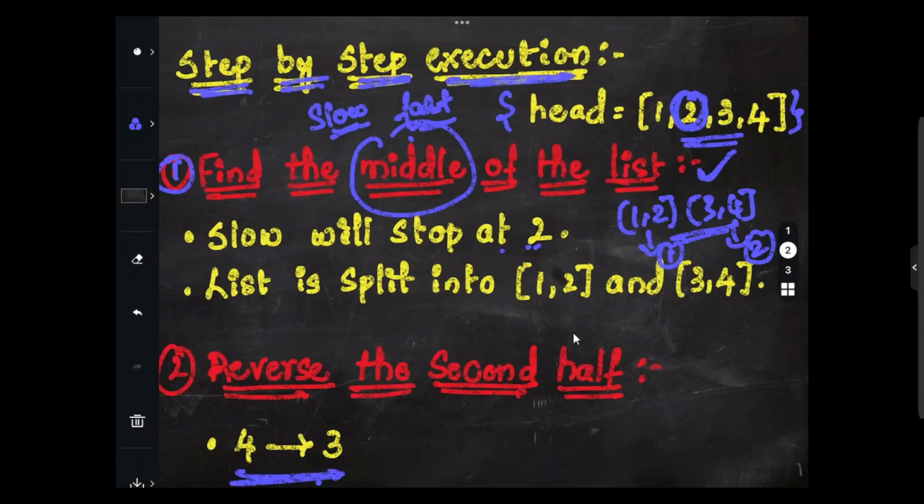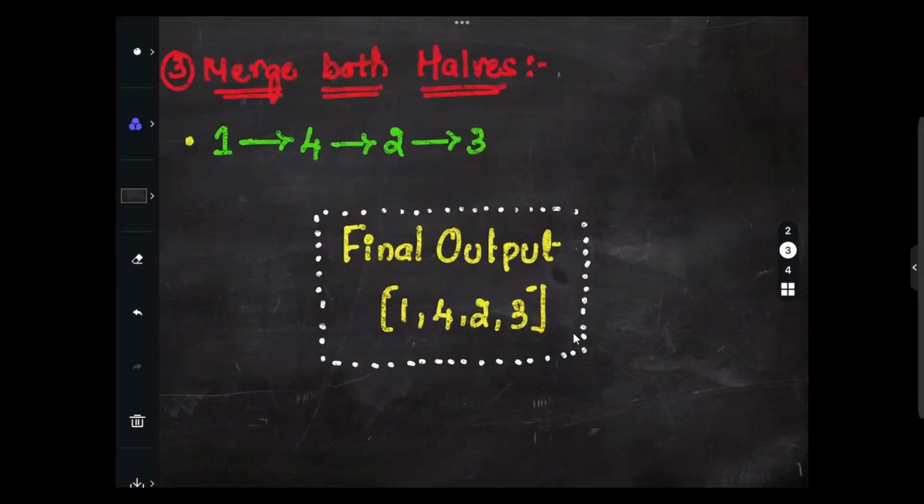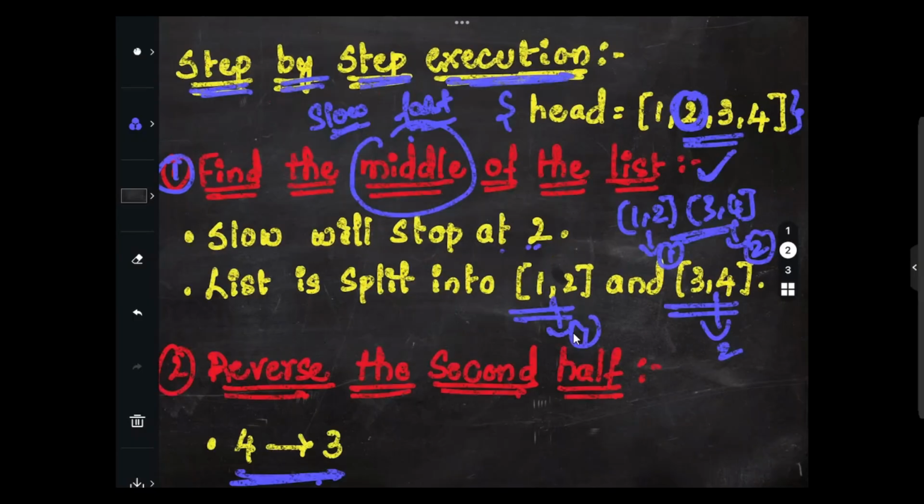Don't get confused here. So we will split the list into 1 comma 2 and 3 comma 4. We will reverse the second half itself, 3 4 to 4 3, so it will be 4 comma 3. So now we have 1 2 and 4 3.